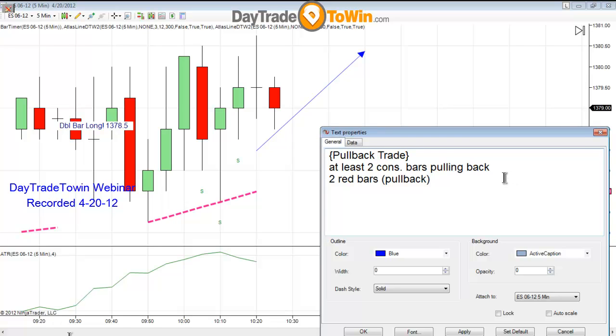To go long, I want to say, show me where to go long by the first green bar. Okay? After the pullback, I want to see the first green bar. At the close of the green bar, I'm going long.